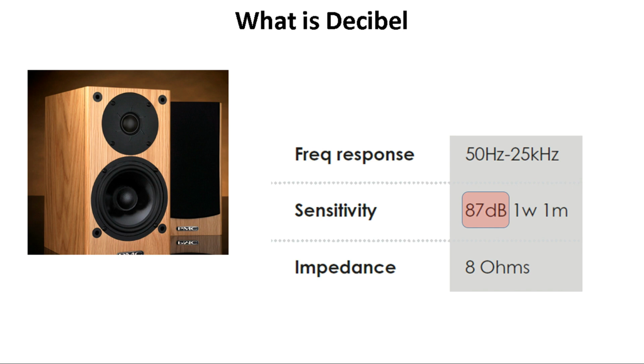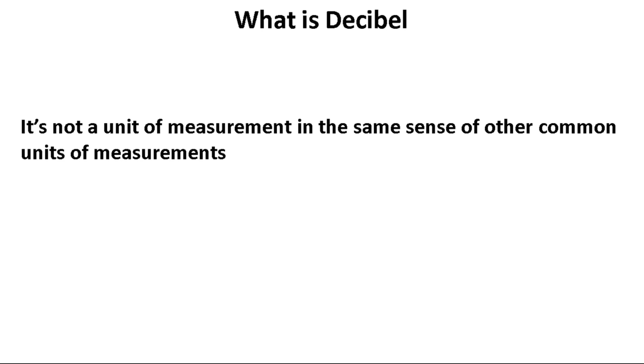Hello everyone. Most of us have seen or heard decibel being used to indicate the intensity of a sound level or the power of an electric signal. So what does decibel represent exactly? What does it mean? Well, decibel is a unit of measurement, but it's not a unit of measurement in the same sense of other common units of measurements such as kilograms or meters. Okay, so what does it mean when you see dB near a number?